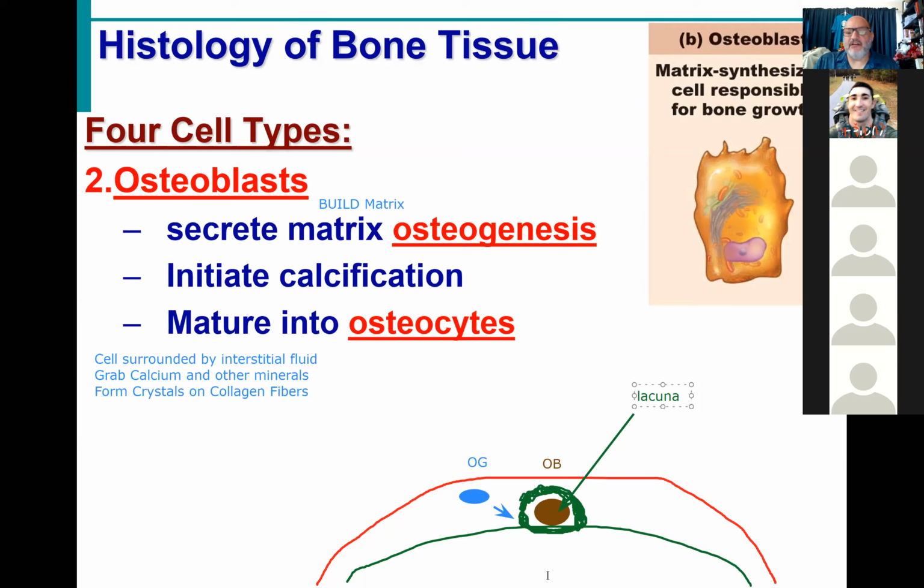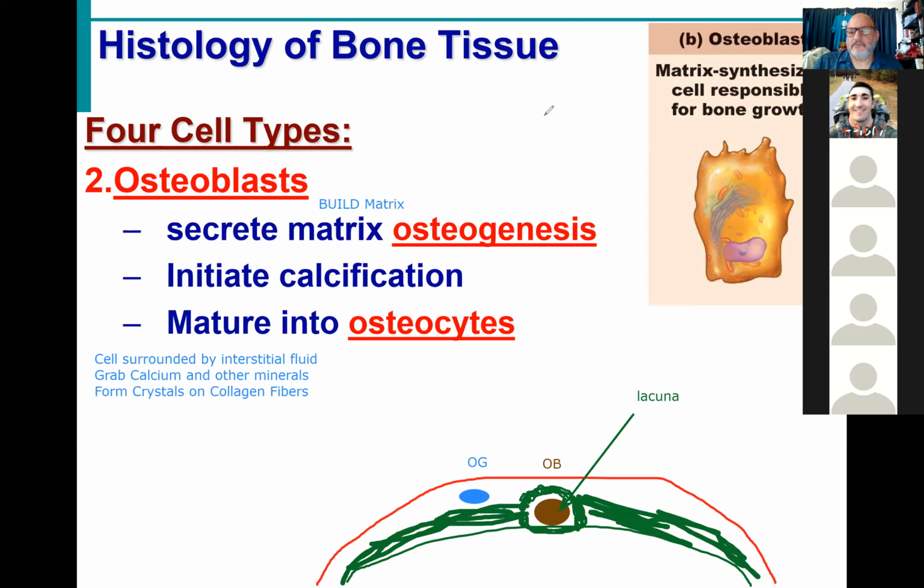And we've just made a little bit more bone matrix. And then the same thing happens over here, and the same thing happens over here. And in this fashion, we are able to continue to add more and more layers of matrix on the outer surface of our bone. And our bone just got a little bit bigger. All still under the periosteum. All right? Questions on that?